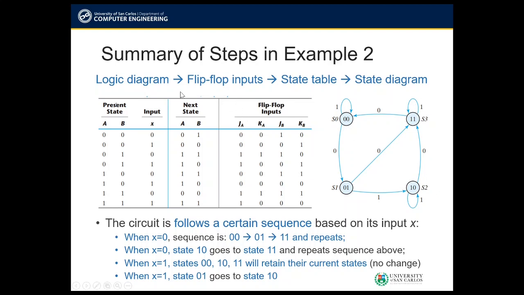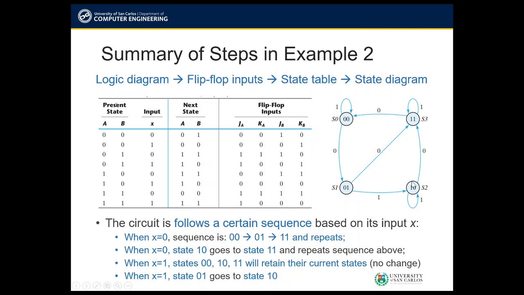In this particular case, if you analyze how the states change in relation to the inputs, the circuit follows a certain sequence, and it is based on the input x. If x is 0, the sequence is from 0, 0, it goes to 0, 1, and then it goes to 1, 1, and then it goes back to 0, 0. So it just repeats 0, 1, 3, and it repeats.